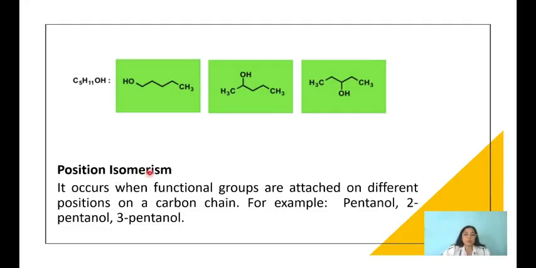Coming to positional isomerism. Here, the position of the main functional group, in this case OH, differs in the different carbon compounds. For example, if the first carbon is attached to OH, it is termed 1-pentanol. If the OH group is attached to the second carbon, you get a different compound, 2-pentanol. And if the OH is attached to the third carbon, then it is 3-pentanol. So the position of the OH group differs in all these three compounds.